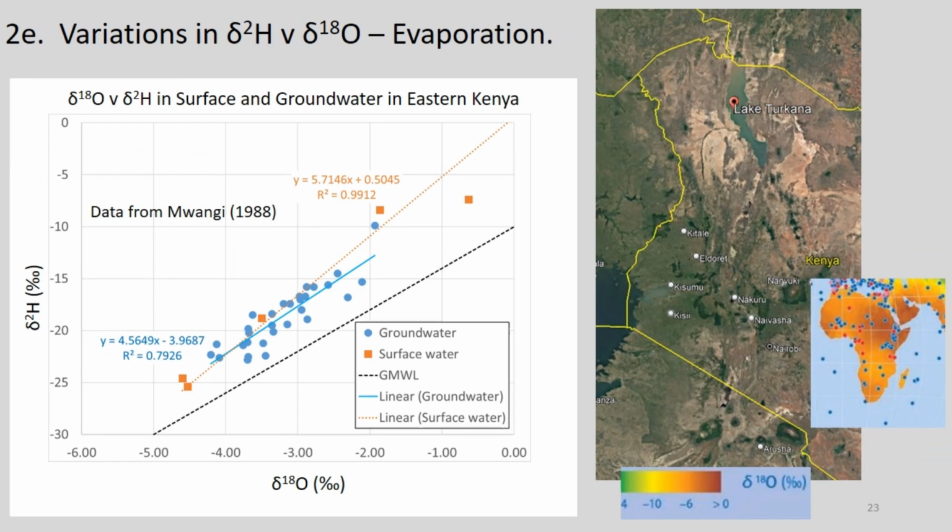One final thing with oxygen 18 and deuterium is that in places where it evaporates a lot, you get a change in the trajectory of these relationships between oxygen 18 and deuterium. This is from Martin Mwangi's thesis in 1988. He worked in Kenya, and we've got groundwater, and we've got surface water samples that he took. And you can see that the slopes are around 5. And that's basically what you'll see if a water is evaporated before it recharges. So you'll see a change there.